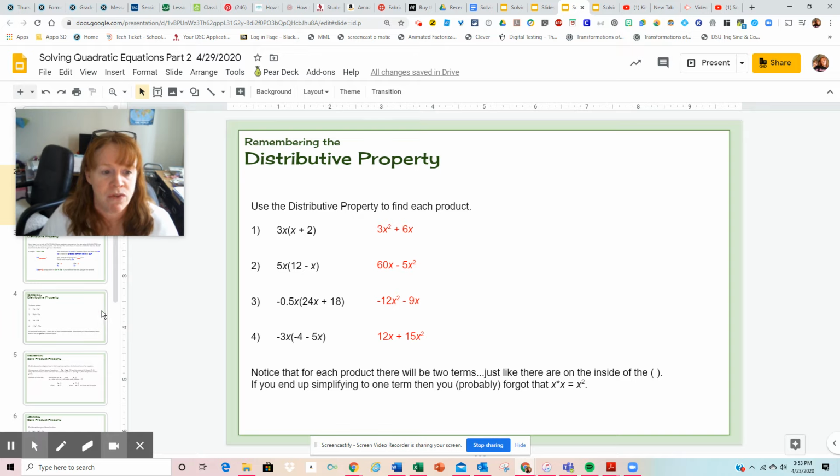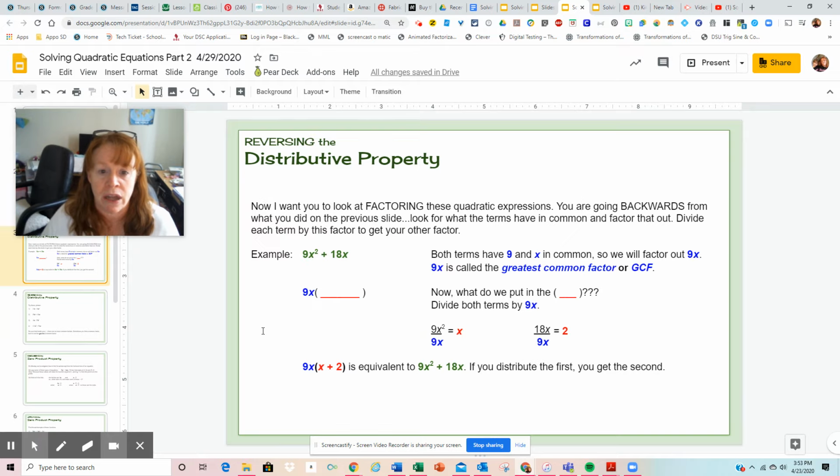As I move down to the next one, we are now going to talk about reversing that distributive property. So we're on the next page. We're going to talk about factoring. I want to look at factoring these quadratic expressions. So you're going to go backwards from what you did in the previous slide. Instead of multiplying out, we're going to divide out. That's what backwards from multiplication is.